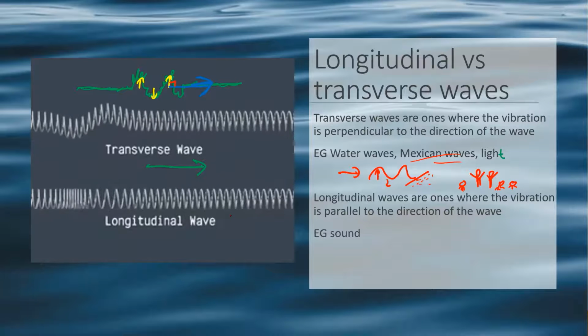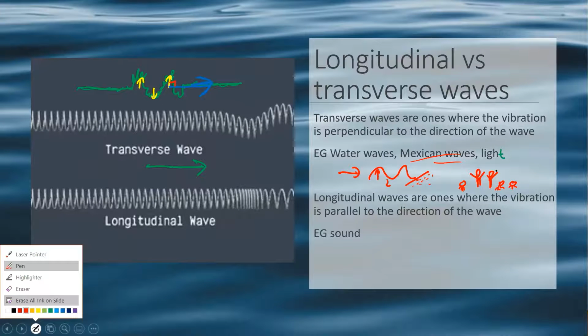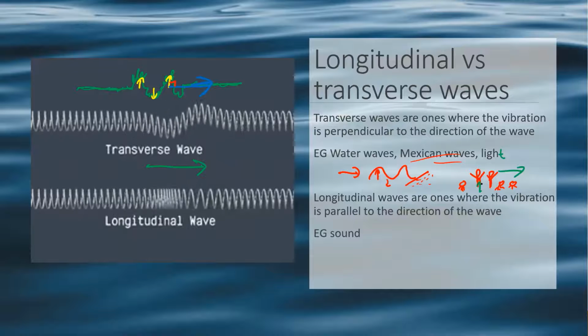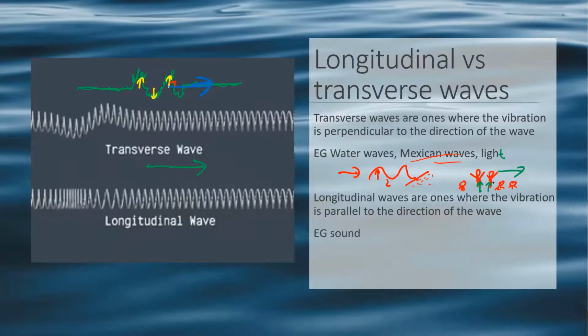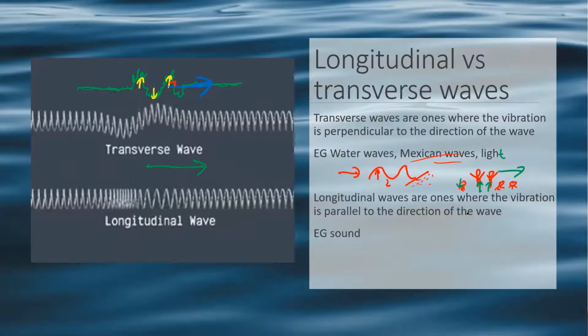Now, you can actually see the direction that the wave goes. The wave will go to the right or wherever, but it does that by people standing up and sitting down. So that's at a right angle to the direction of the wave.